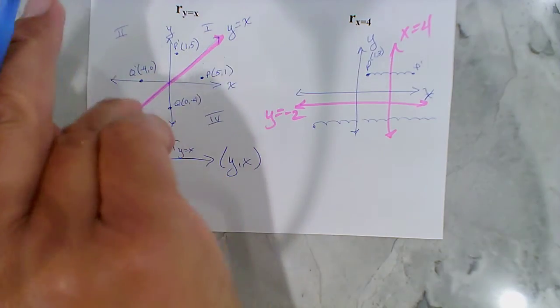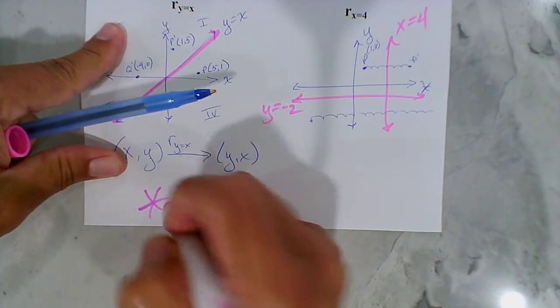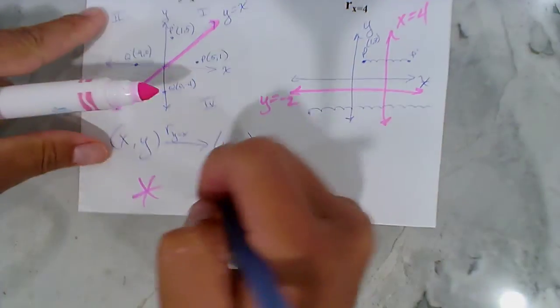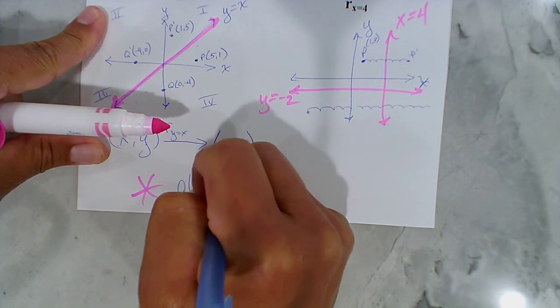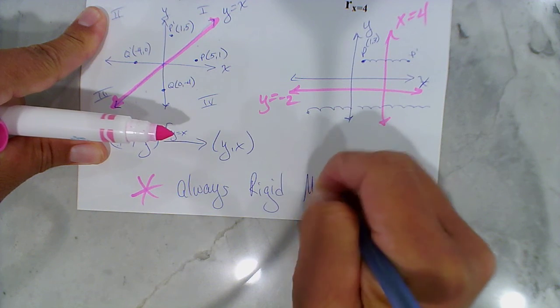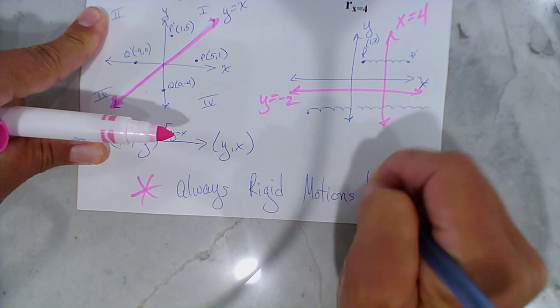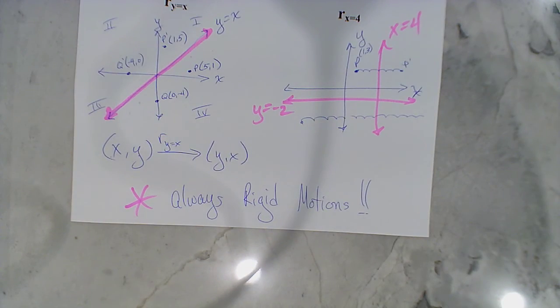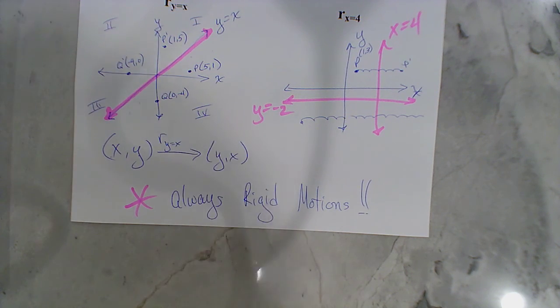One last thing I want to comment on for line reflections, they also are always rigid motions. Again, the pre-image is congruent to the image. Hope that all made sense. This will be probably 1 or 2 or 3, I don't know, whatever, a few of these on your Castle assignment for Wednesday, and that's that.